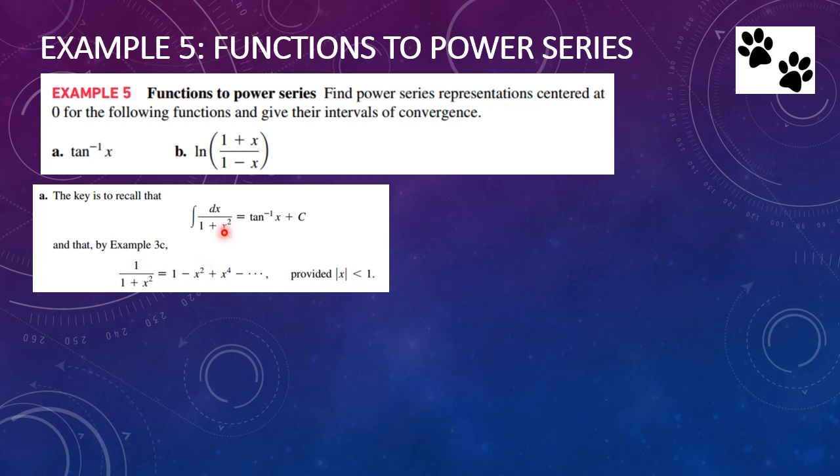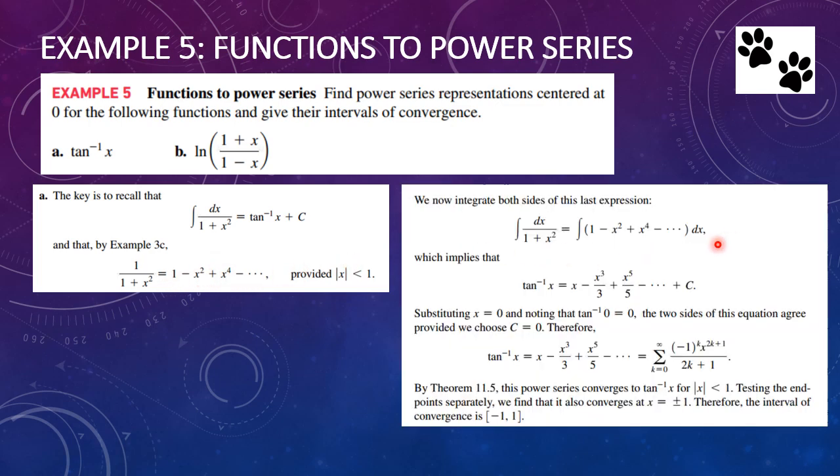So we can see that the integral of 1 over 1 plus x squared is equal to the integral of 1 minus x squared plus x to the 4th, etc. Okay, so this implies that the integral, which equals inverse tangent of x, equals this integral, which gives us x minus x cubed over 3 plus x to the 5th over 5 plus C. When we substitute in x equals 0 and note the inverse tangent of 0 is 0, the two sides of the equation agree, provided we choose 0 for C.